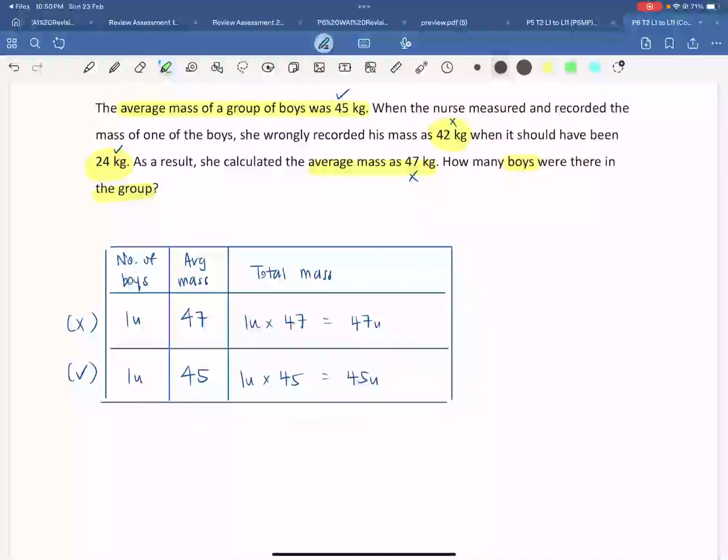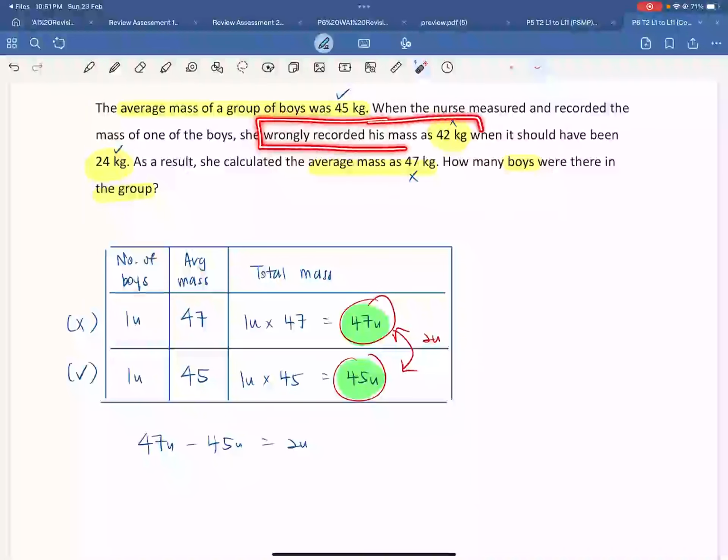Now, let's take a look. The total mass of the wrong one is 47 units. The correct one is 45 units. There's a difference of 2 units there, 47 units minus 45 units. Then you have to think, why is there a difference of 2 units between the right and the wrong? There's a difference of 2 units between the right and the wrong total mass because of the error, isn't it?